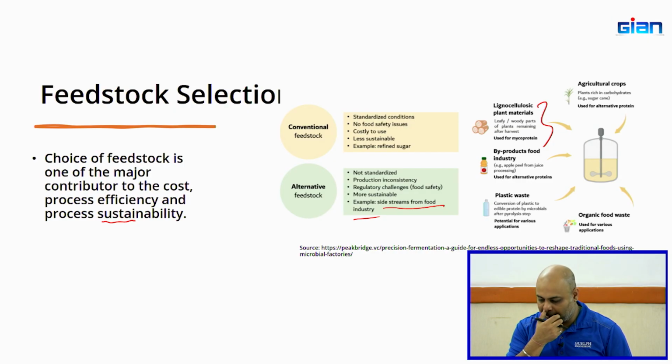Plastic waste, conversion of plastic to edible proteins by microbials after pyrolysis steps. So there is potential for various other applications. Agriculture crops, plants rich in carbohydrates such as sugarcane, can be used for alternative protein production. So these are some of the examples that you have.